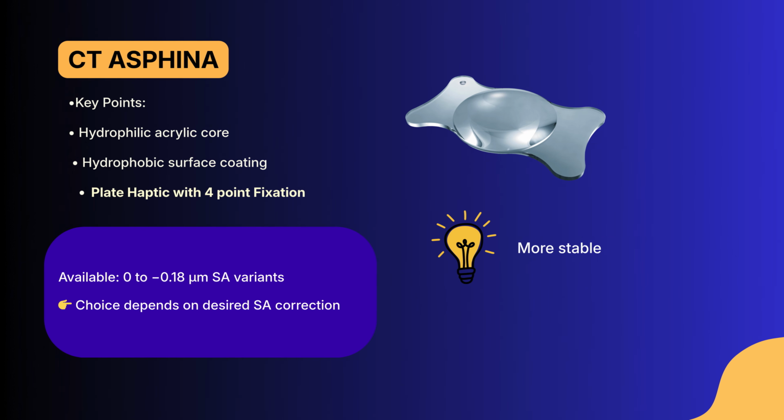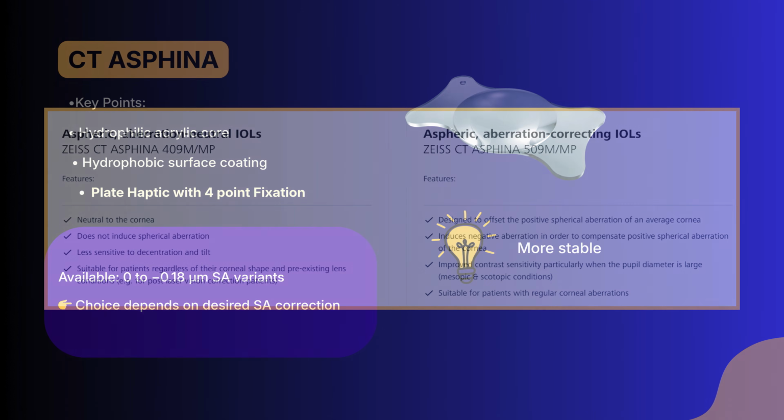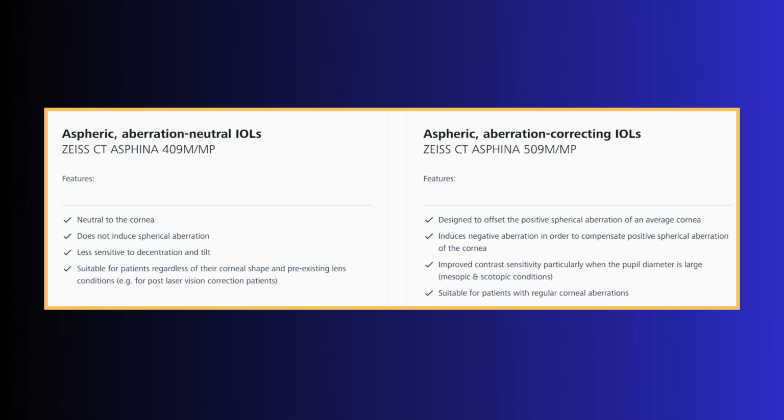Then we have the CT Spheris, which focuses more on the mechanical stability, and here you can see that it has plate haptics which provide 4-point fixation with extremely low rotation. It actually has a hybrid design wherein you have a hydrophilic core with a hydrophobic surface or coating. Also, the CT Spheris offers different aberration options. So you have an aberration neutral option to slightly negative spherical aberration.